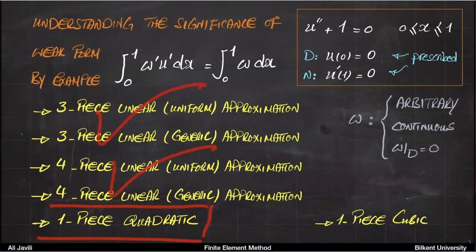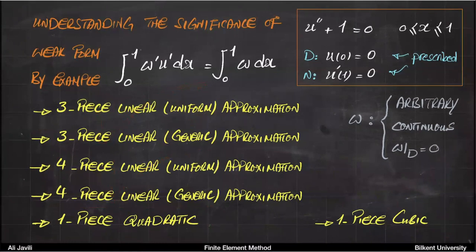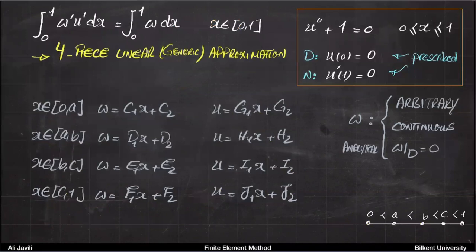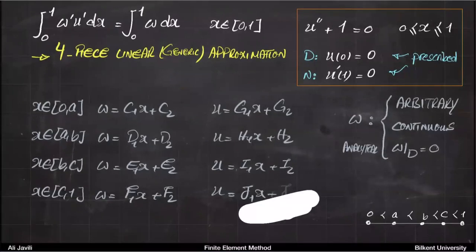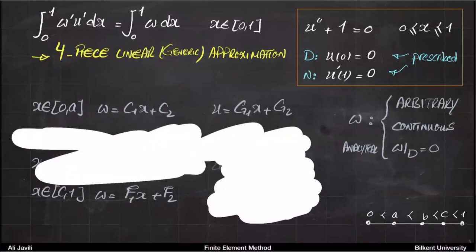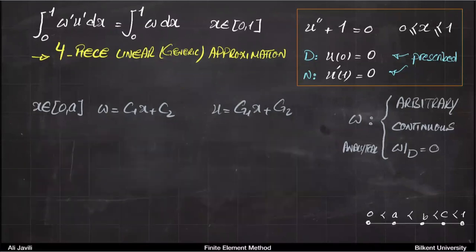Now we want to come to a quadratic version of it. So we want to do one piece, but that one piece is now quadratic, not linear. Let's see what happens. Now the process is similar to what we did previously, but because it is quadratic, the constraints that we use are slightly different, or the procedure has different coefficients.